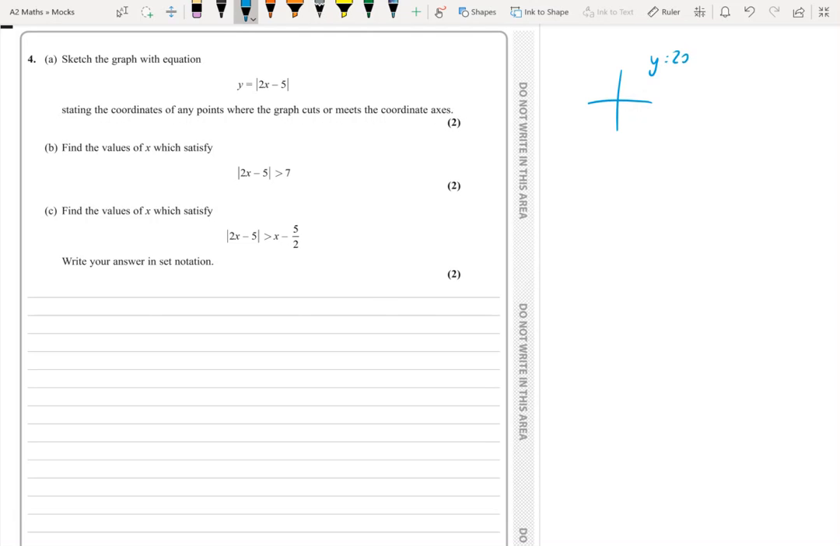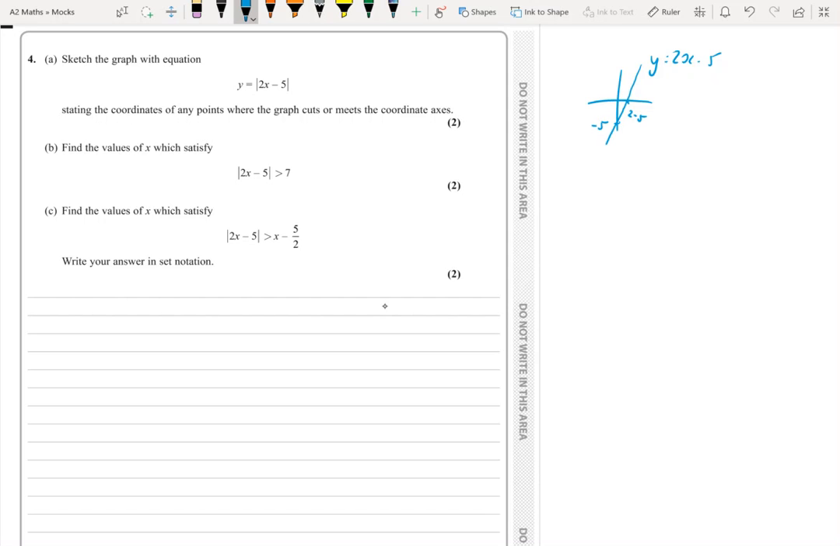First of all, y equals 2x minus 5 is a straight line. Gradient 2, so a slightly steeper line than y equals x, and it's going to have a y-intercept of minus 5. So we're going to have a steep line going down like that, minus 5. And if you think about it, for y to be 0, x must be 5 over 2, or 2.5. Okay, that's without modulus signs.